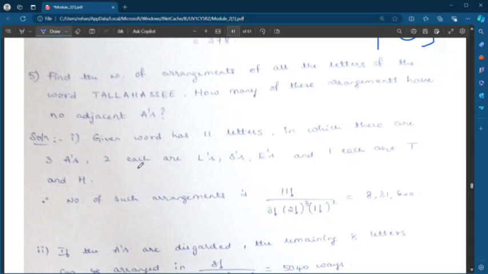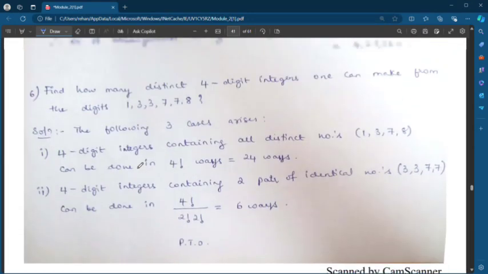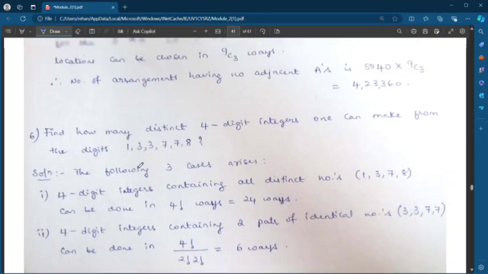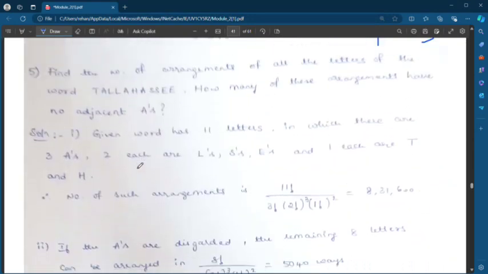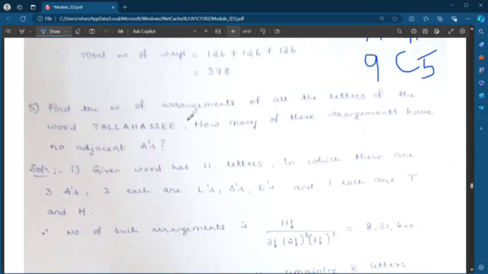Now you can see this question. I'll explain this one question and then I can happily leave the rest for you to solve. From the number of arrangements of the letters of the given word, this thing is important. Why? Because I have asked in the question paper how many of these arrangements have no adjacent A's. So they won't have adjacent A's.